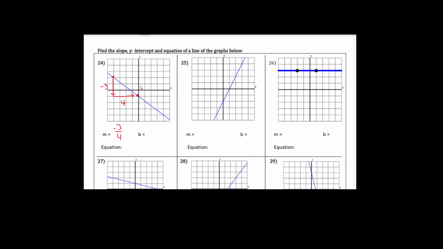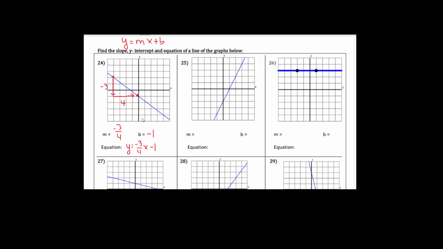And now the y-intercept is where the line touches the y-axis, so it touches right there at negative 1. So if you remember, the equation of a line is y equals mx plus b. So you just plug in the information that you found. This would be y equals negative 3/4 x minus 1.